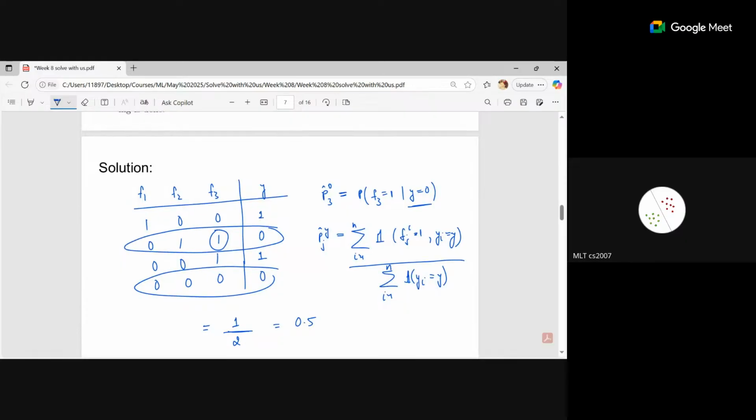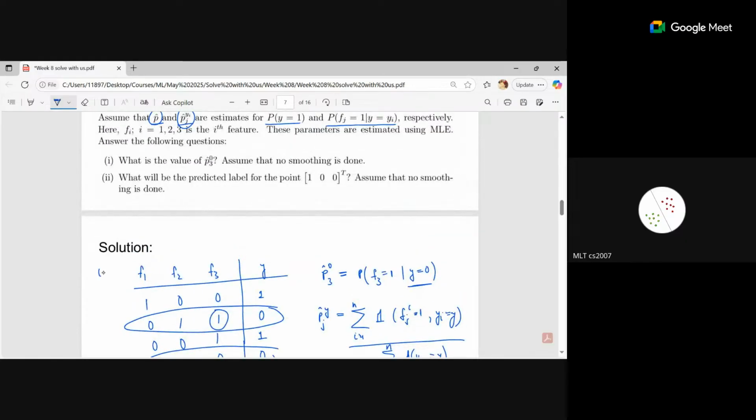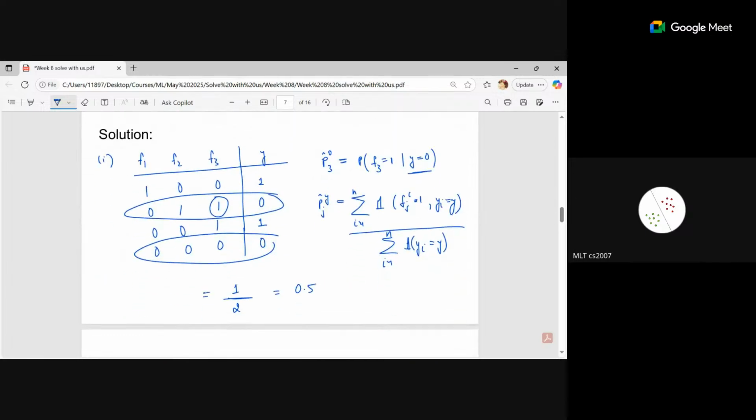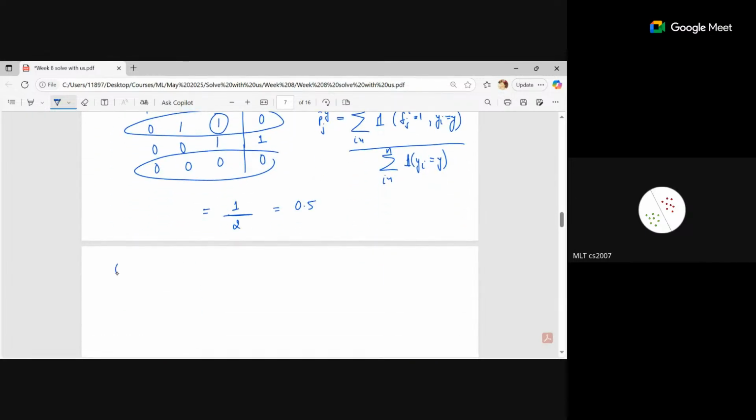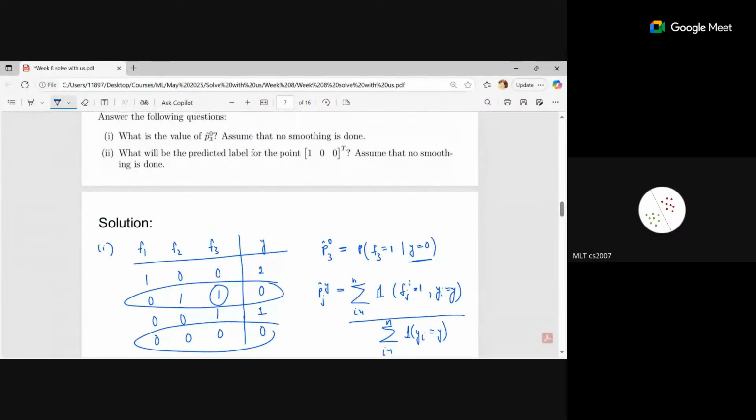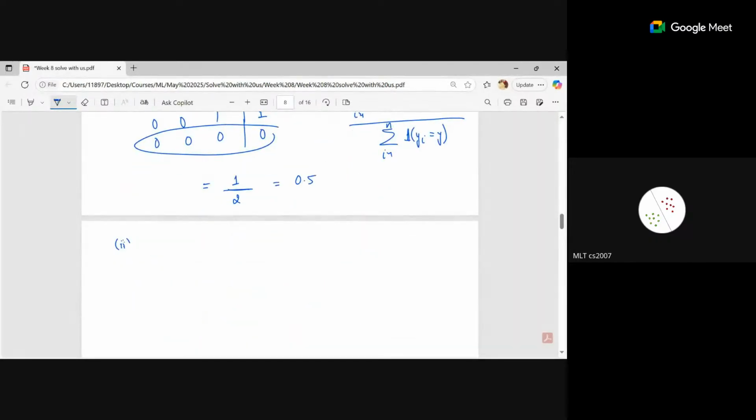Okay. Then for the next part, you have to find the predicted label for the point 100. So for the second part, what is my X test? My X test is 100.